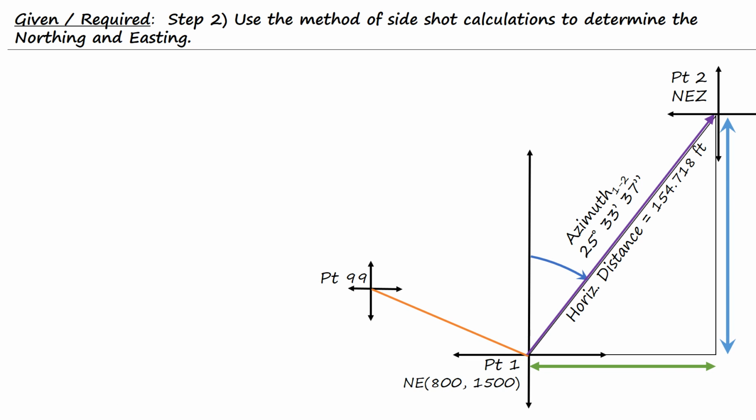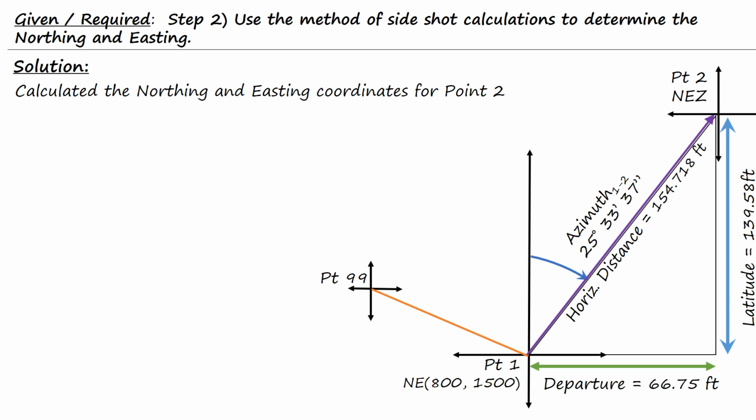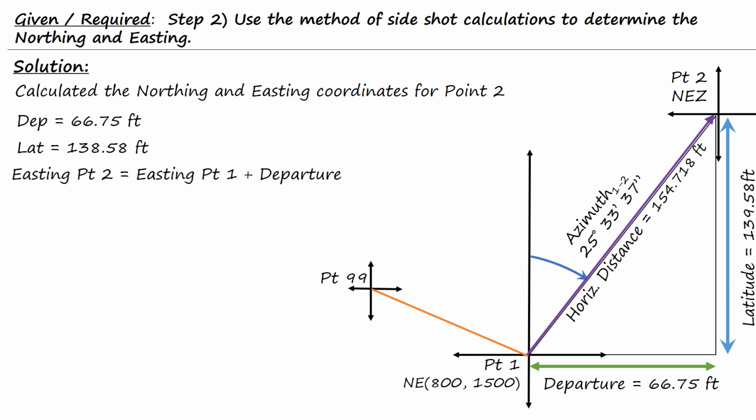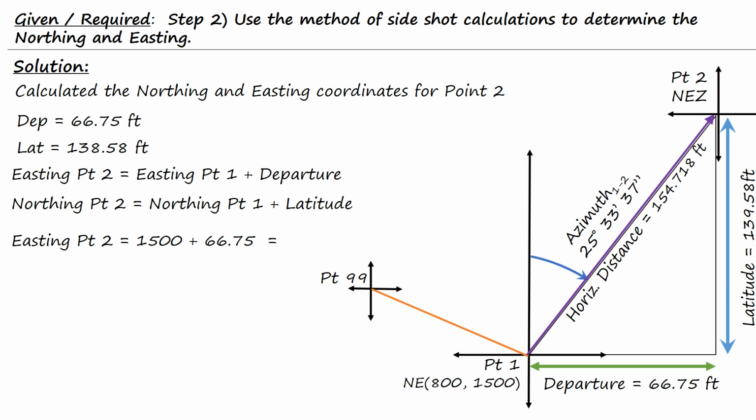Now, the last part of this is I have to figure out the actual coordinate x, y, or northing and easting, for point 2. Starting with point 1, I know the northing and the easting is 800 and 1500. And the departure is 66.75 and the latitude is 139.58. So to get the easting, I'm going to take the easting from point 1 and add the departure. And to get the northing of point 2, I'm going to take the northing of point 1 and add the latitude.